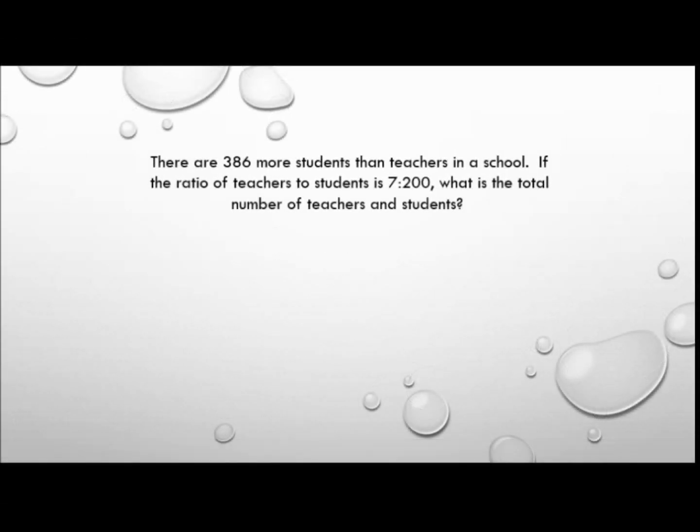There are 386 more students than teachers in a school. If the ratio of teachers to students is 7 to 200, what is the total number of teachers and students? Why don't you pause the video for a minute and test yourself on this question.